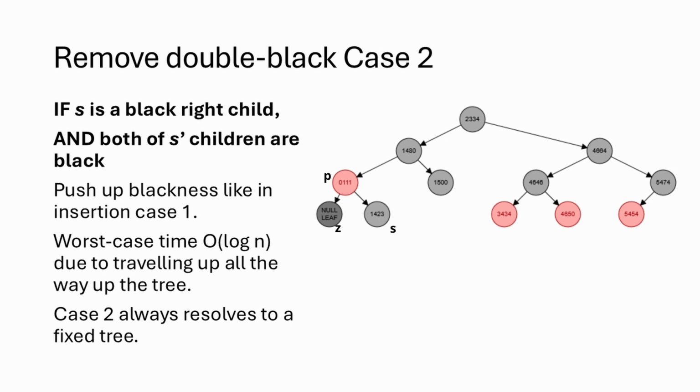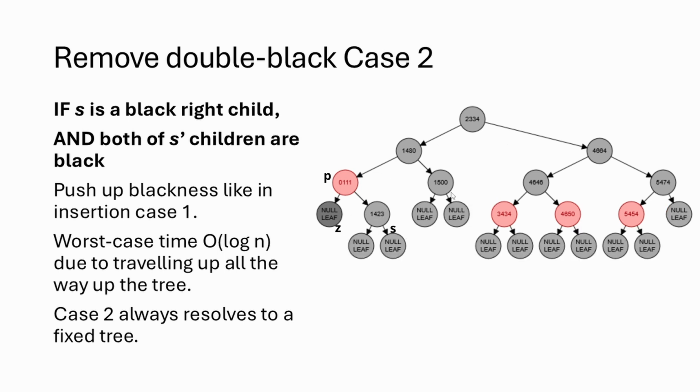And the conditions for case 2 are that S is a black right child, and that both of S's children are black, which they are because they're null leaves. So in this situation, we want to push the blackness up like we did in insertion case 1. So this one to red and this one to black. Notice that now we can change the double black node back to a normal null leaf because the black height is equivalent for every branch.